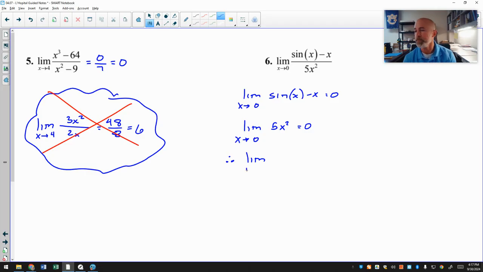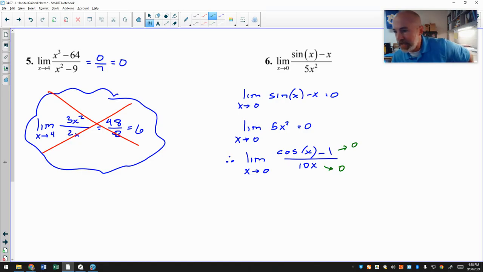And the limit as x approaches 0, we will do the derivative of top and bottom. The derivative of sine x is cosine x. The derivative of x is 1. And the derivative of 5x squared is 10x. And I'm looking at this, and in my mind, I can see that the numerator and denominator both approach 0 again. That's 0, and that's 0. Well, that just means I need to keep going. We can do another round of L'Hopital's rule, and we keep going until we escape the indeterminate form.